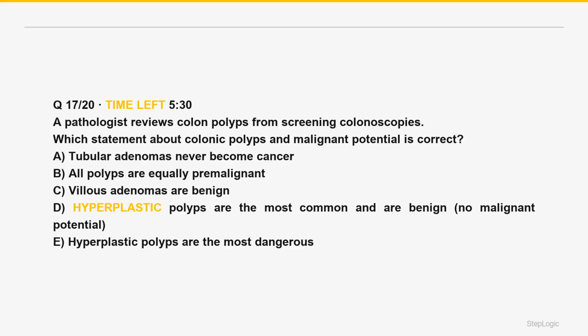Which statement about colonic polyps and malignant potential is correct? A pathologist reviews colon polyps from screening colonoscopies. Read the command: which polyp statement is correct? Hyperplastic: benign, most common. Adenomatous: premalignant. Risk is worse with size, villous architecture, and high-grade dysplasia.